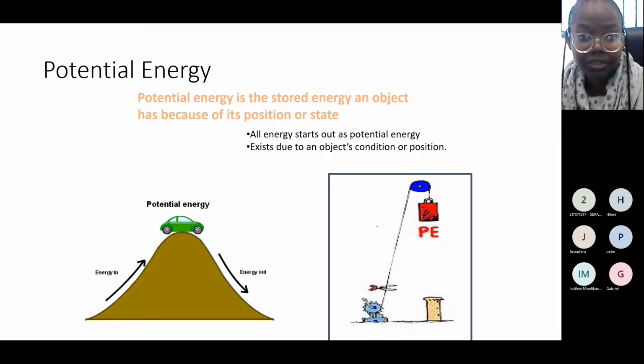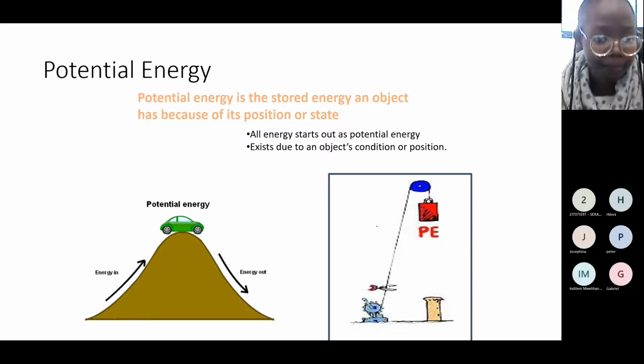Moving on to potential energy, we say potential energy is the stored energy an object has because of its position or state. Potential energy is mostly at its peak in a higher-level environment.